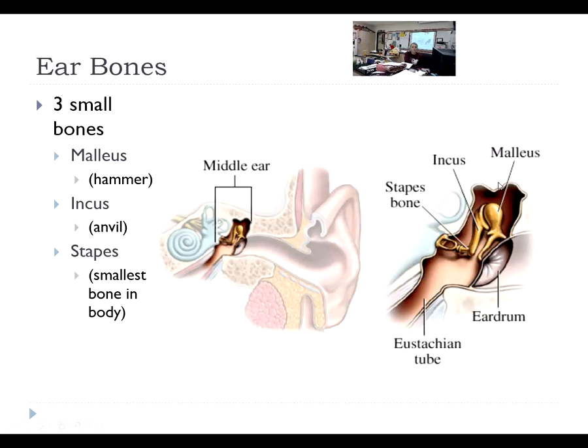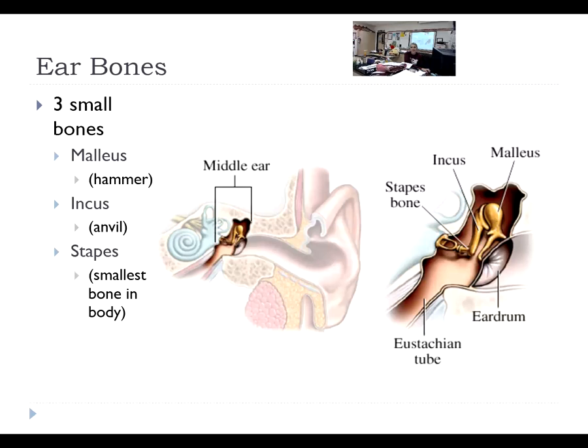So I always just remember them in order. If we start at the eardrum: malleus, incus, stapes. Sometimes we hear them called by other names. The malleus is like the hammer because it's supposedly shaped like a hammer. I find that questionable, but anyways. And the incus is shaped kind of like an anvil.